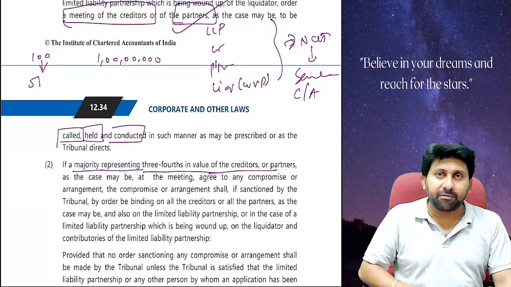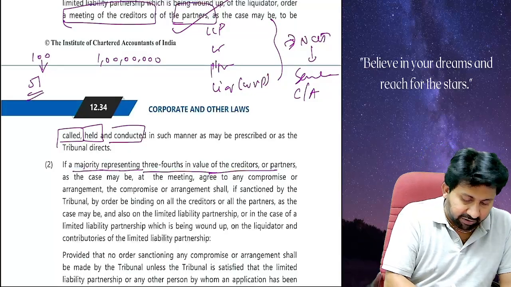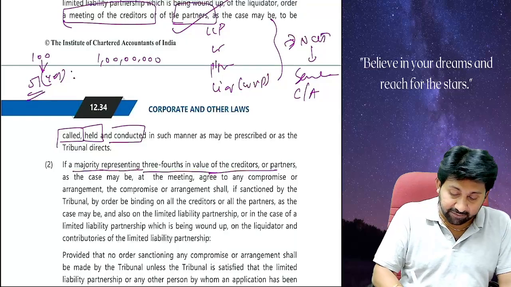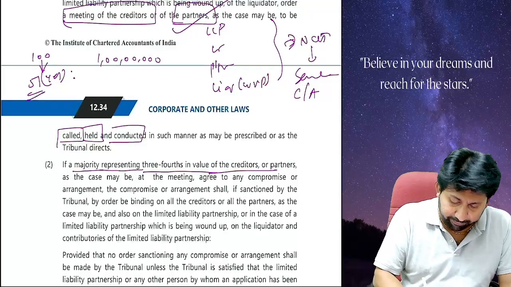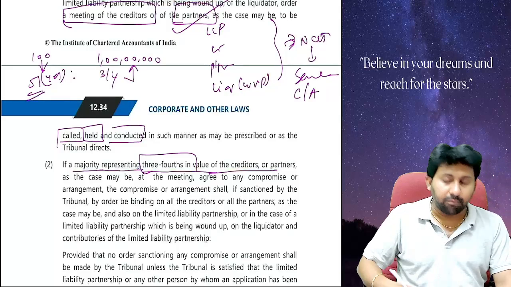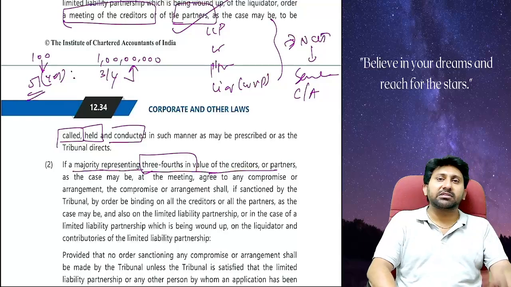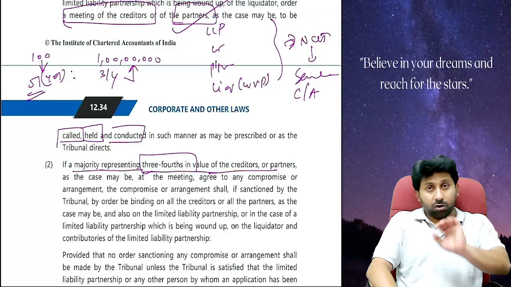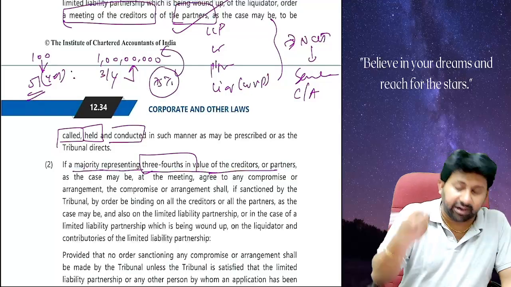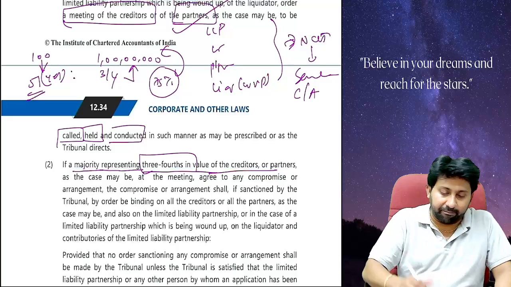Okay, 50% means how much? 50. More than 50 means 51. So 51 members should first say yes. That 51 members, or anything more than 51, should hold 3/4 in value of this 1 crore. Means what? 83 members said yes. 83 partners said yes. Satisfied? No. That 83 should hold 75% of this particular 1 crore. Yes, approval is given. Creditors also the same.